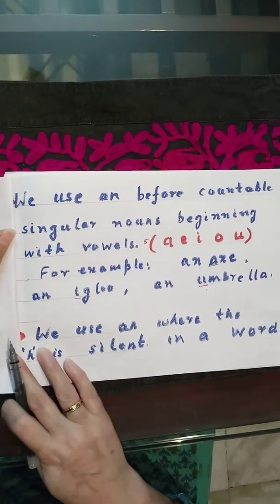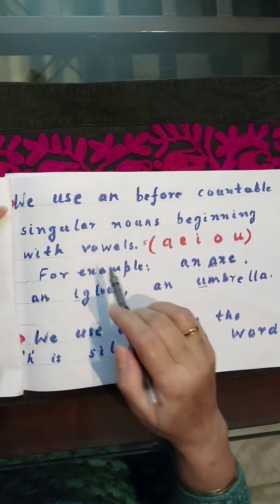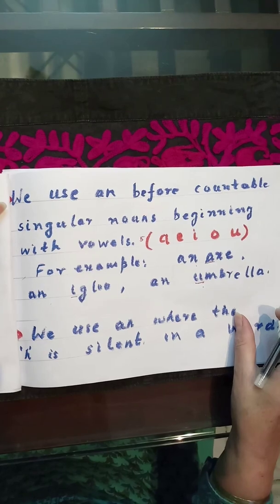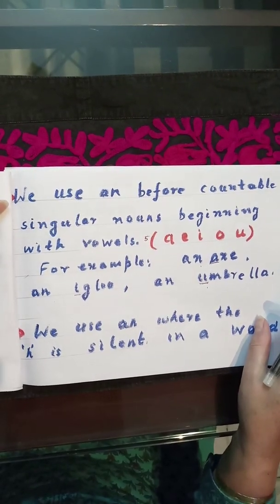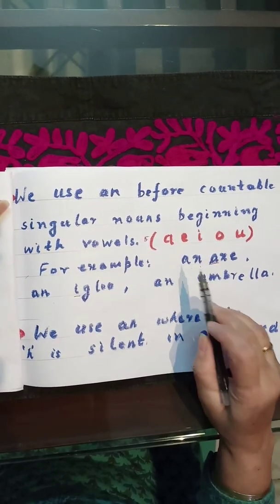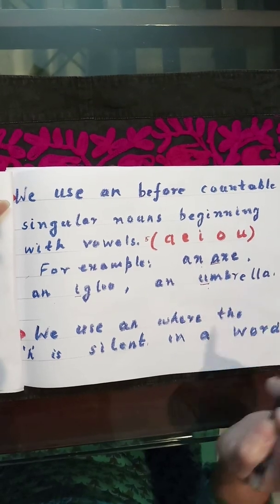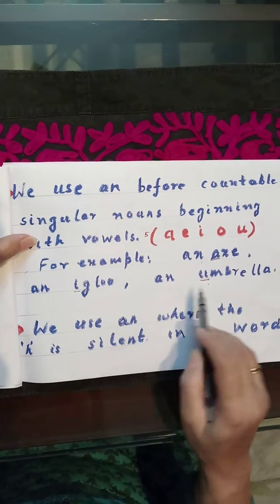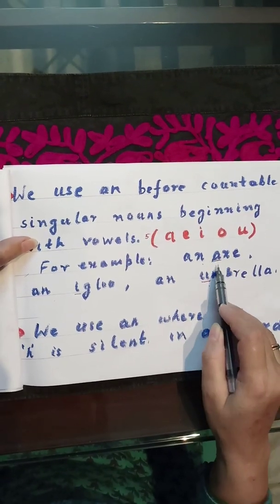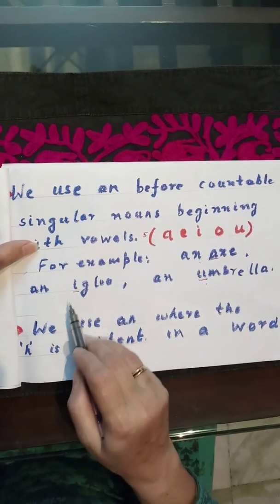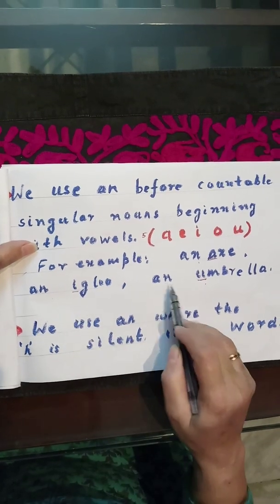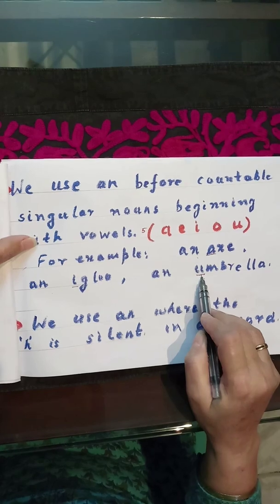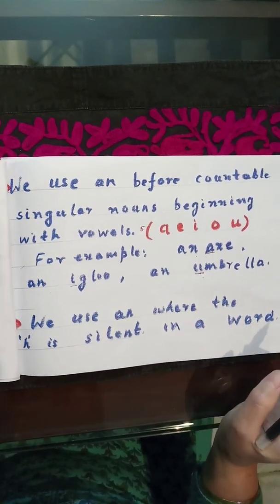Now let us come to the concept of an. We use an before countable singular nouns beginning with vowels. Vowels, as we already know, they are A, E, I, O, U. For example, an axe, an igloo, an umbrella. In axe, A is a vowel. In igloo, I is a vowel. And in umbrella, U is a vowel again.